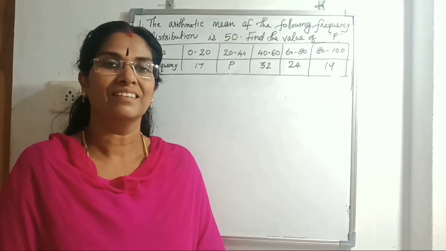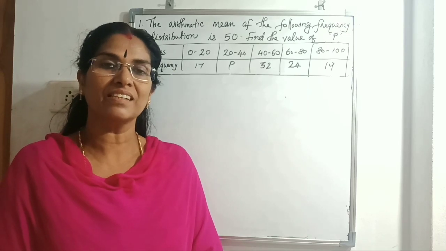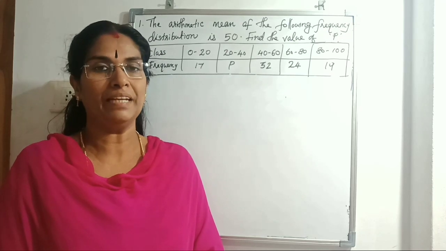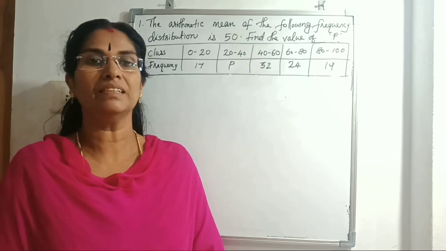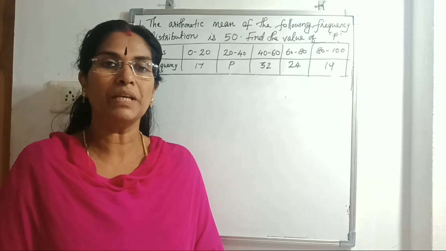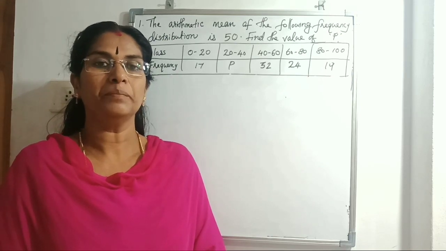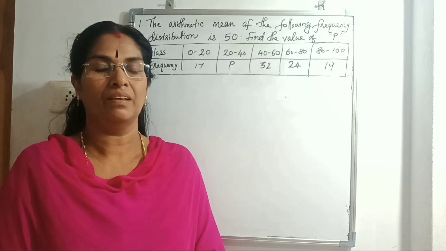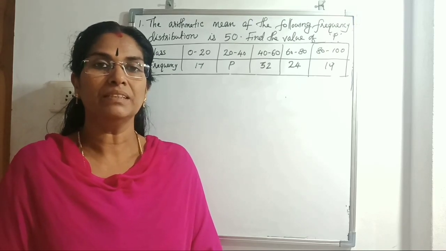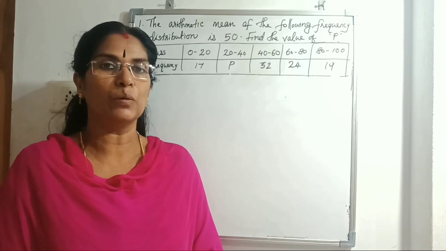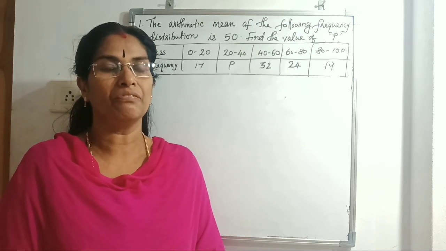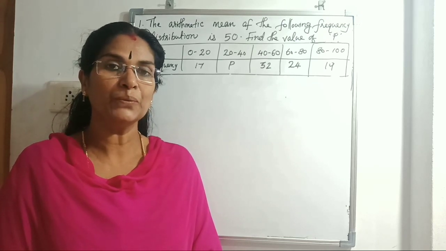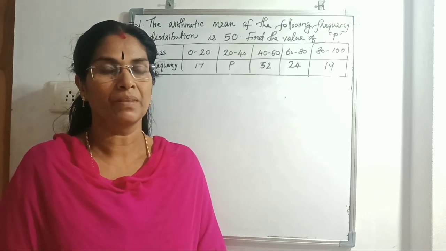Hi students, in the last class we discussed arithmetic mean. There are two methods to find arithmetic mean. One is the direct method and the second one is the assumed mean method. Direct method: x bar is equal to sigma fi xi by sigma fi. Assumed mean method: x bar is equal to a plus sigma fi di by sigma fi, where a is equal to the assumed mean.